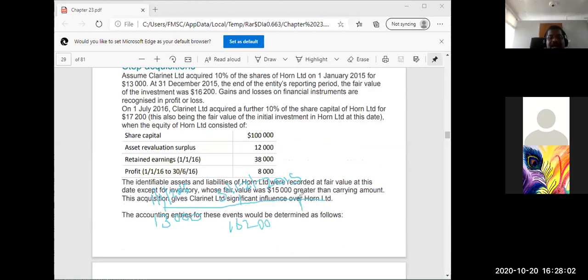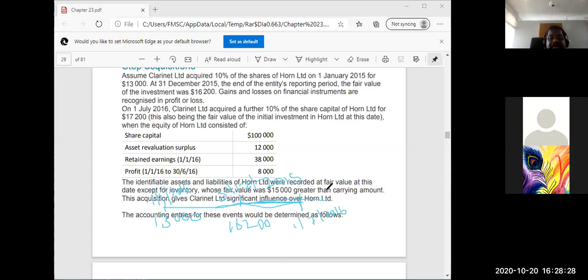Now you acquire another 10% on 1st July 2016. Are you clear what I'm telling? Here the period is 6 months. Here the period is 1 year. And you know the investment value at this date.